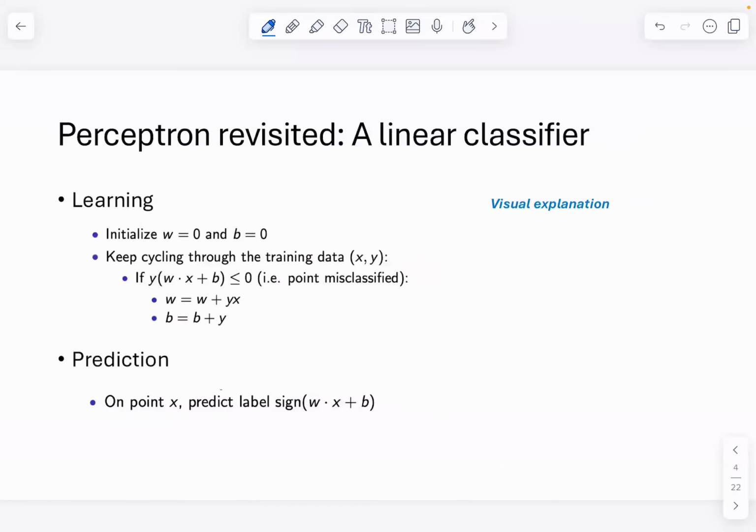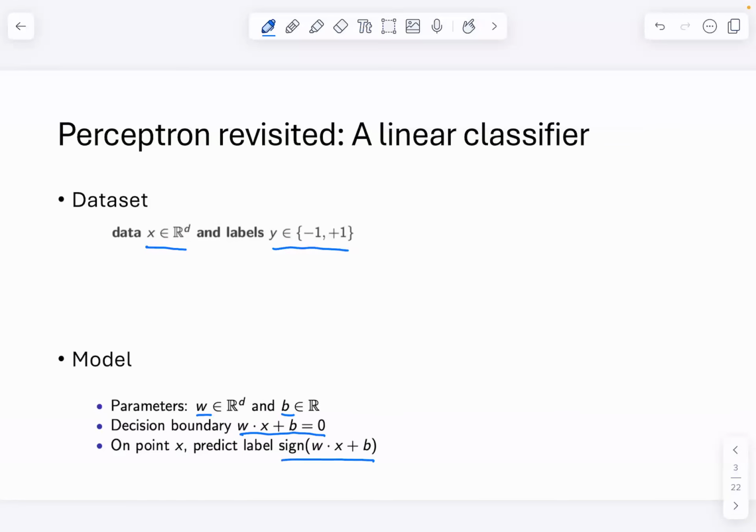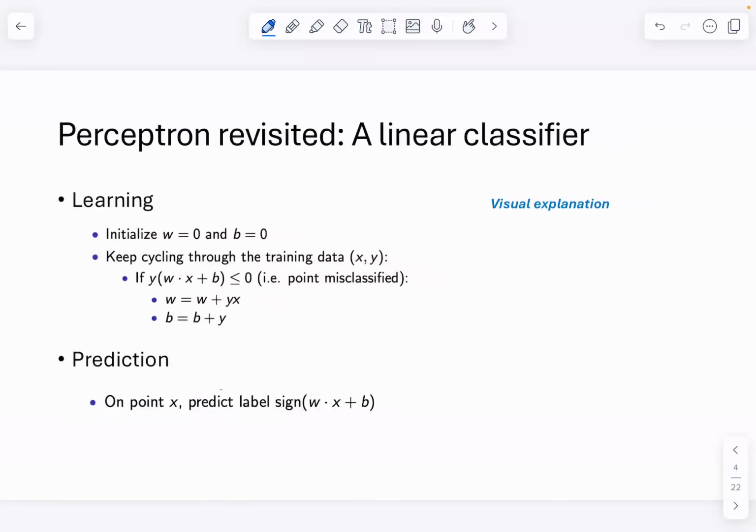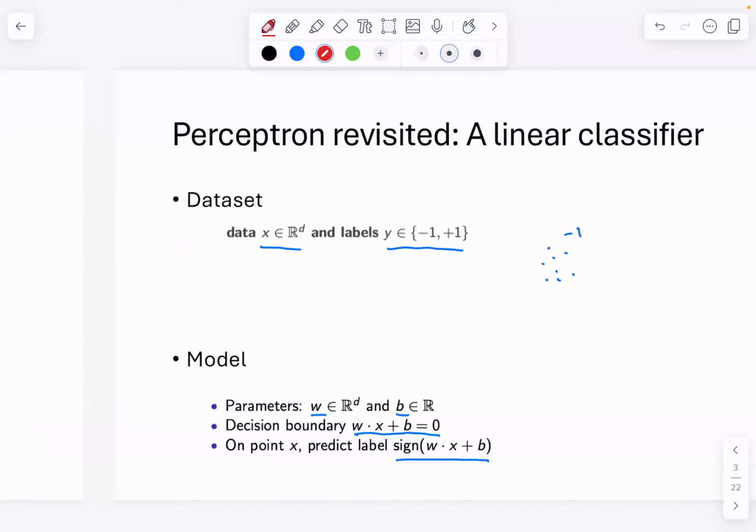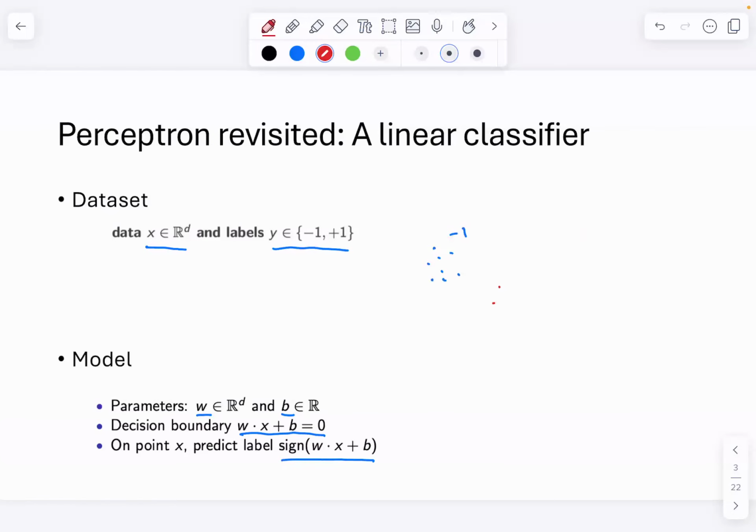So visually, this means that, for example, if we have a set of points here, and its label is -1, and we have another set of points here, and it's labeled +1, the perceptron is basically trying to find a line that separates these two clusters, right? And the line we define, we call it the decision boundary. It's Wx plus B equals 0.